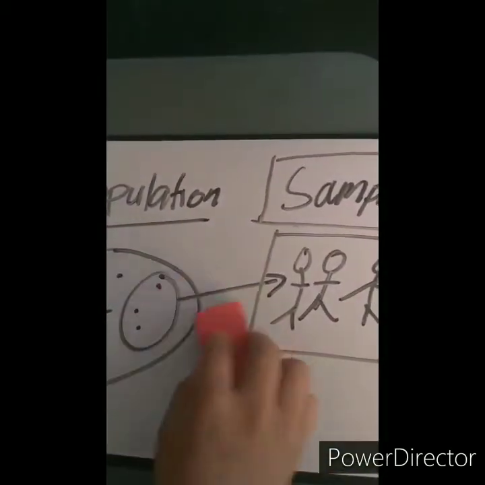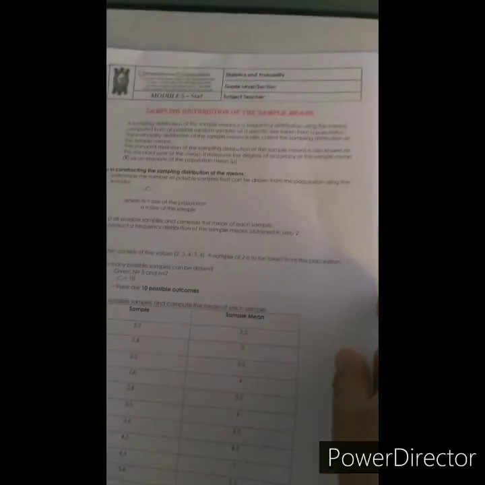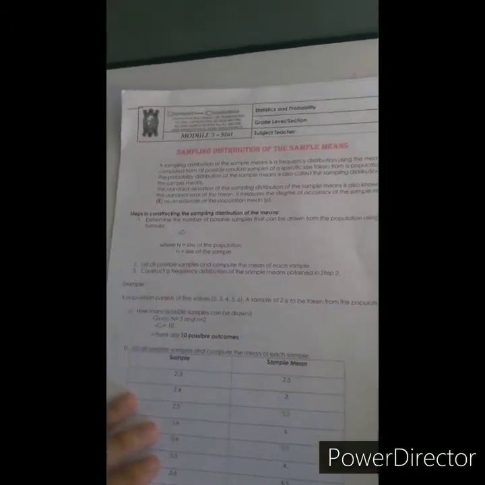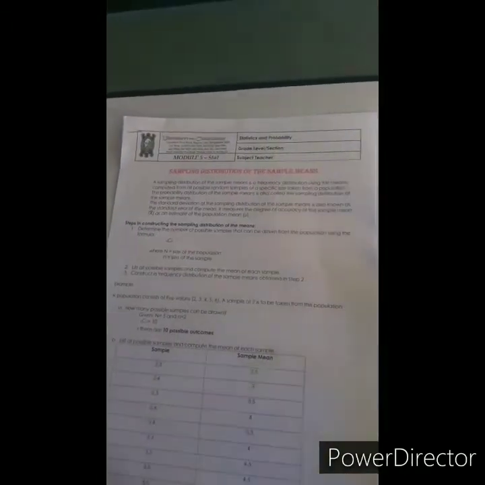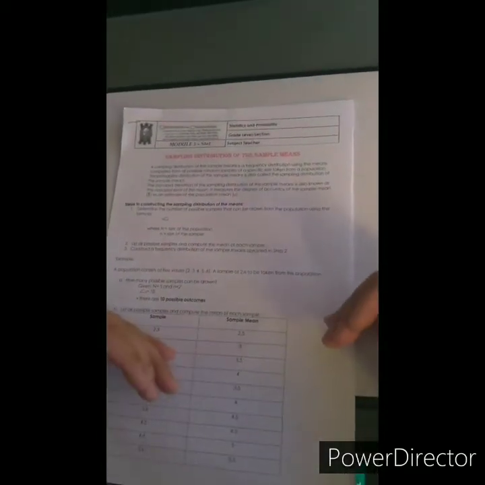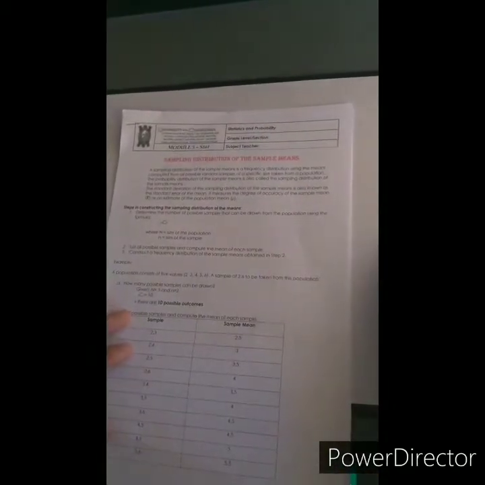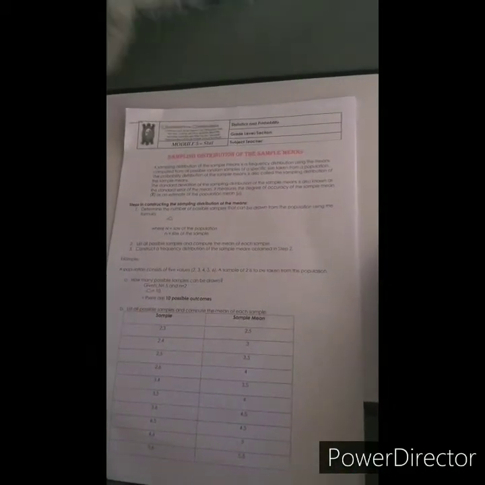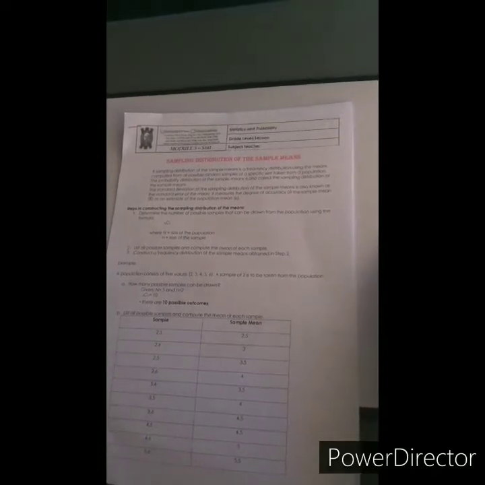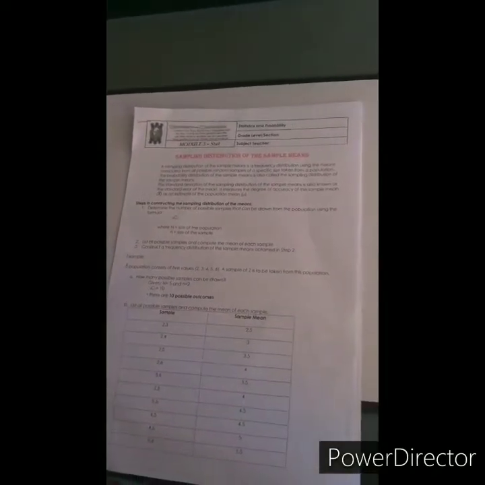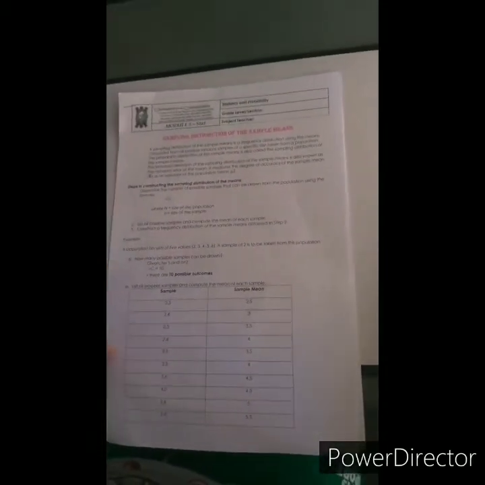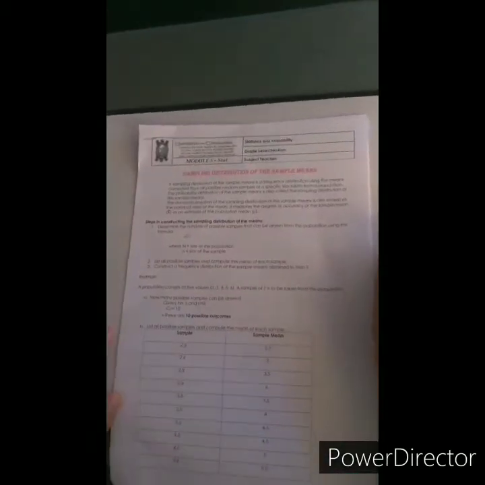Okay, so we're done with that. So now we go to our sampling distribution of the sample means. Okay, first let us discuss the property. Number 1, a sampling distribution of the sample means is a frequency distribution using the means computed from all possible random samples of a specific size taken from a population. So meaning, let's say for example, later we'll have an example on that.